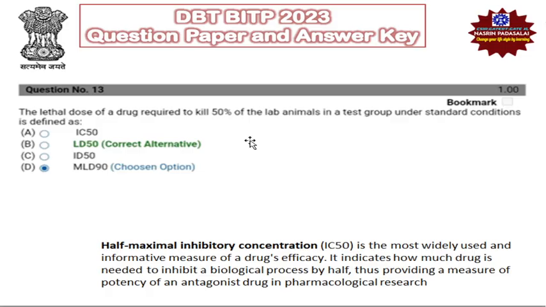Next is, the lethal dose of a drug required to kill 50% of lab animals in a test group under standard conditions is defined as? It is defined as LD50, L for lethal, D for dose. Whereas IC50 means half maximal inhibitory concentration. It is generally used in the pharmaceutical field, and IC50 indicates how much of a drug is needed to inhibit a biological process by half. So it provides a measurement of the efficacy or potency of a particular drug.